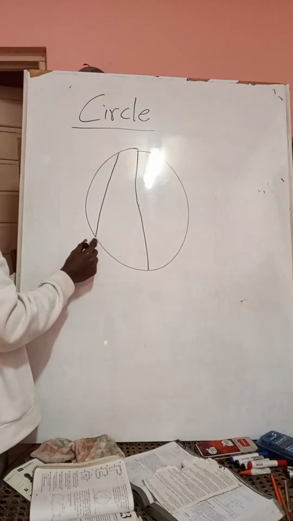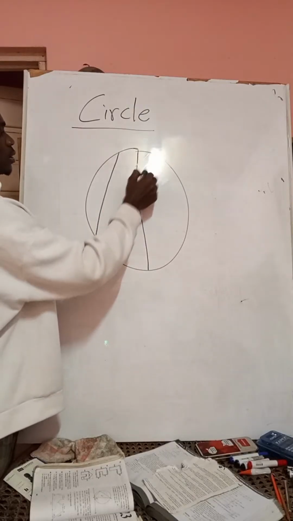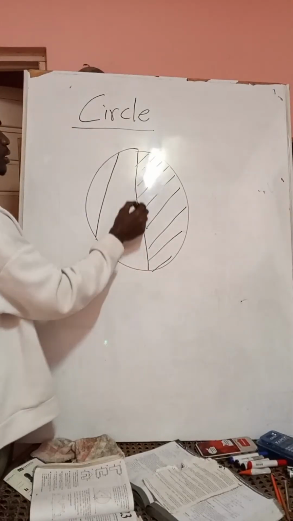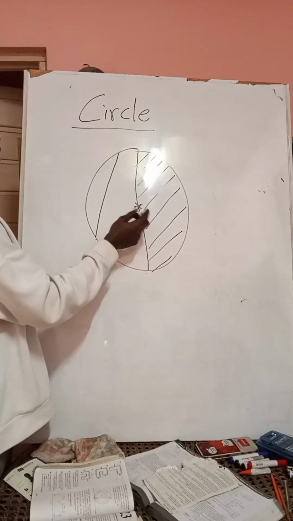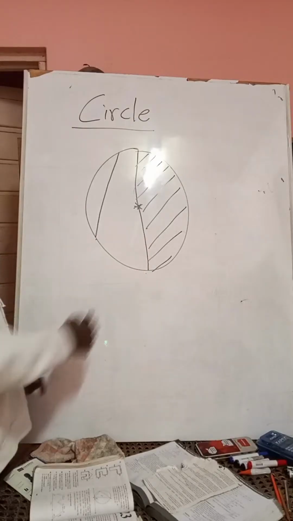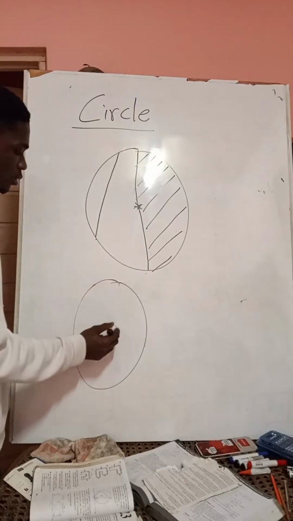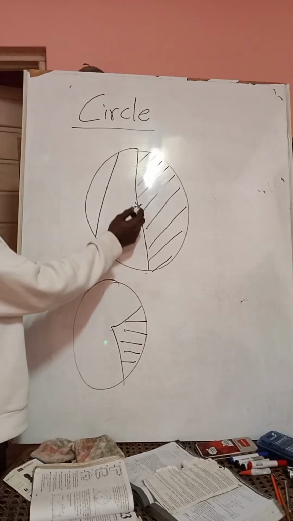And then now the area bounded by two radii. This is two radii. This is one radius, because this is the center. So you are bounded by the two radii and then an arc. This is the arc. It's usually like this. It's called what? Sector.